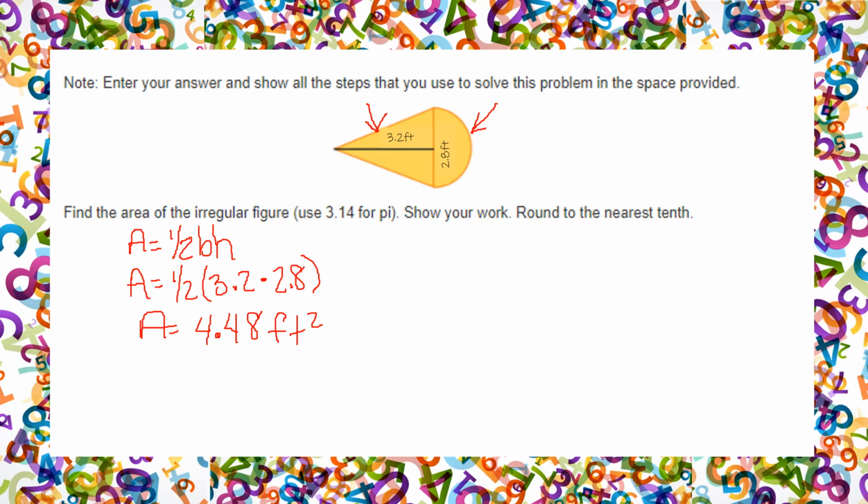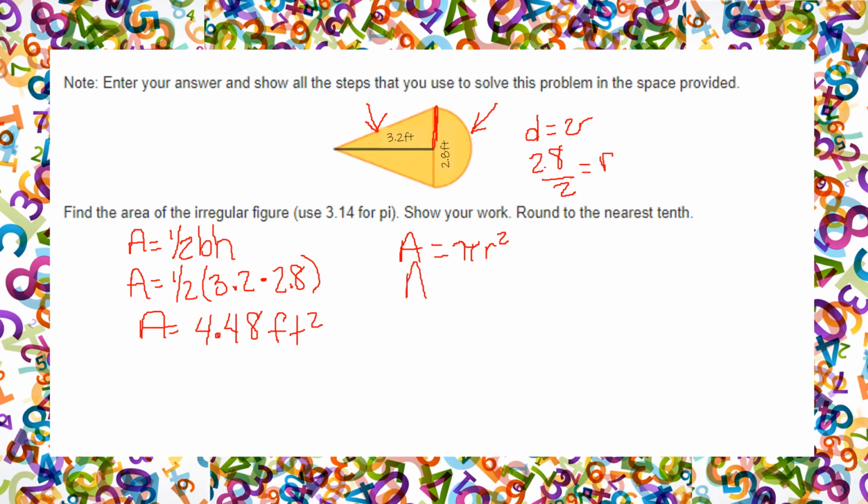Now we need to find the area of the semicircle. The area of a circle is pi r squared. The r is your radius. Now this 2.8 is your diameter, and we need to figure out the radius. So the radius is half of the diameter. We can take the diameter and divide by 2 to get that radius.